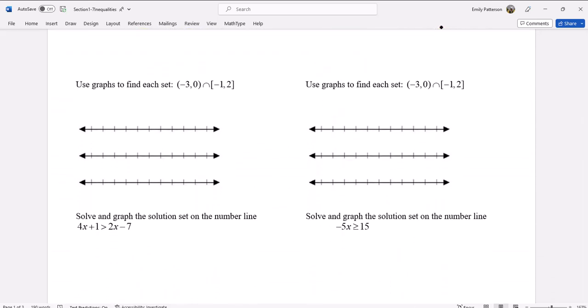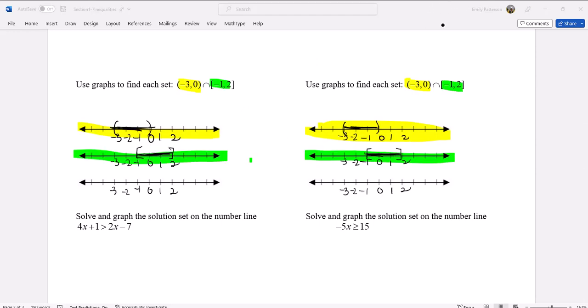So go ahead and pause the video and see if you can find the graphs of the intersection here and the union over here. So first of all, we have the two different intervals graphed on each line. The yellow interval is on the top line, the green interval is on the bottom line. But once again, when we want the intersection, we want what's in common.